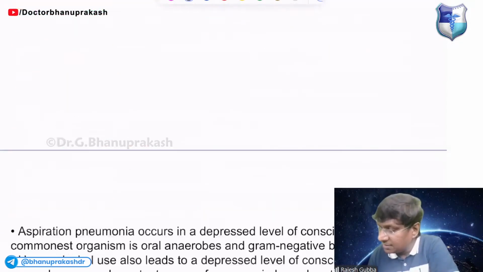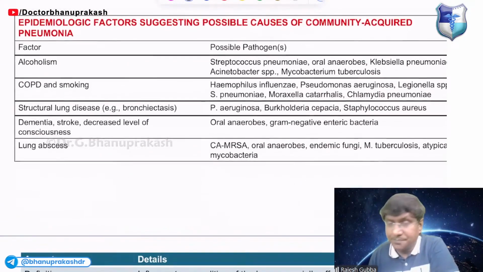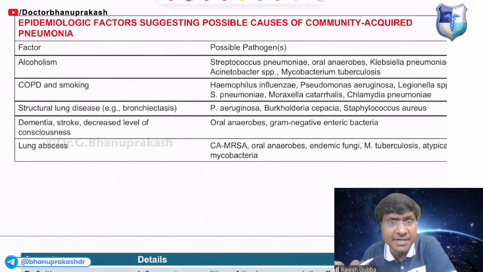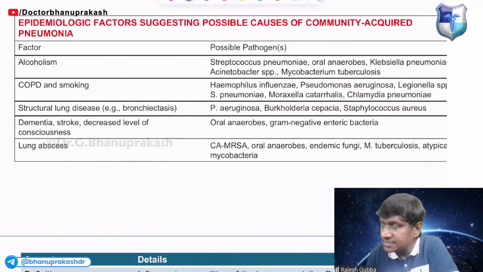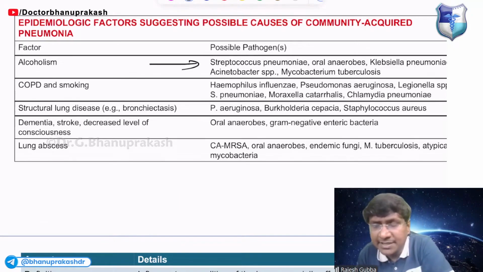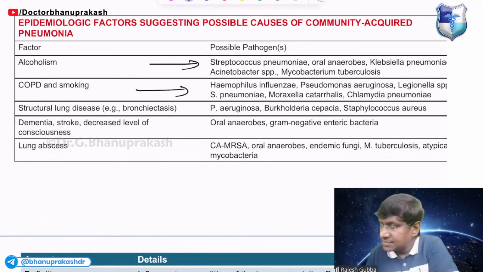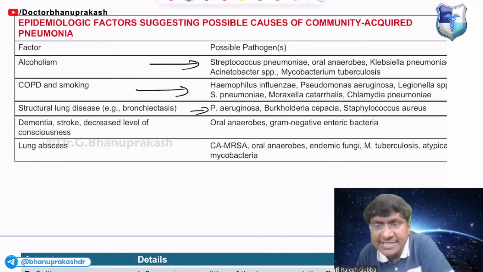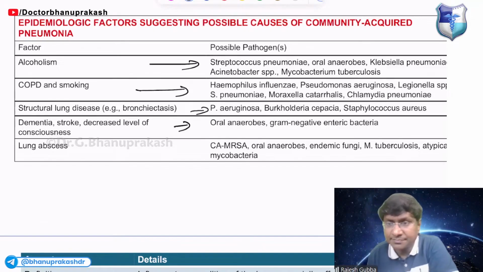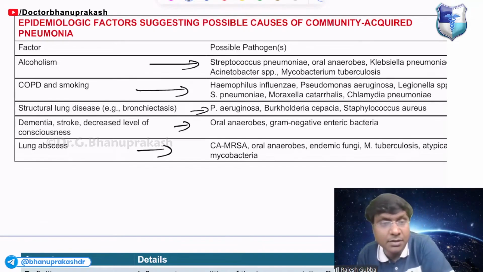And I have given you one table which is very, very important. These notes are available on my Telegram channel, Medicine Made Easy by Dr. Rajesh Gubba, and you can download it from there. Alcoholism: strep, oral anaerobes and Klebsiella. COPD: Haemophilus influenza, Pseudomonas, chlamydia, very common. Structural lung disease: Burkholderia, Pseudomonas, staph. Patients with dementia and decreased level of consciousness: oral anaerobes, gram-negative organisms. Patients with lung abscess: community-acquired methicillin-resistant Staphylococcus aureus, then oral anaerobes, then Mycobacterium tuberculosis and atypical mycobacteria.